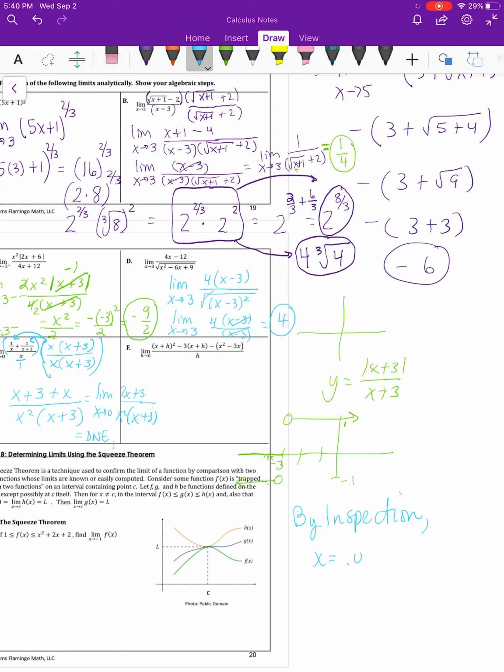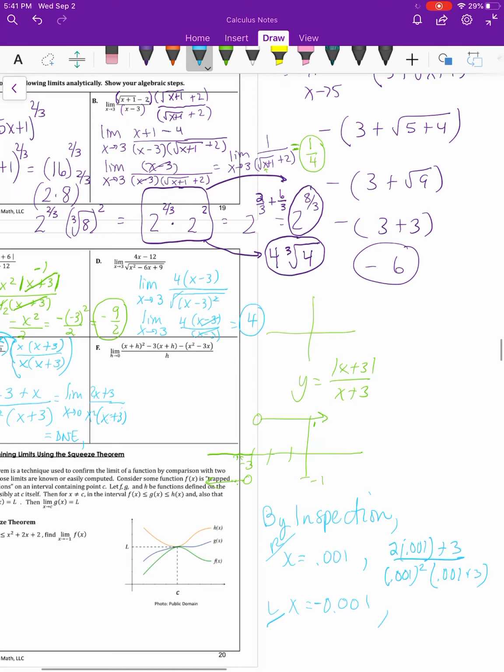as I'm approaching 0, like 0.001, right? I'm sorry, that's from the right. From the right would be that. From the left, we would do like negative 0.001. And so this would be coming in from the left, that one would be coming in from the right, and you'd want to see what happens to this 2 times 0.001 plus 3 over 0.001 squared times 0.001 plus 3.